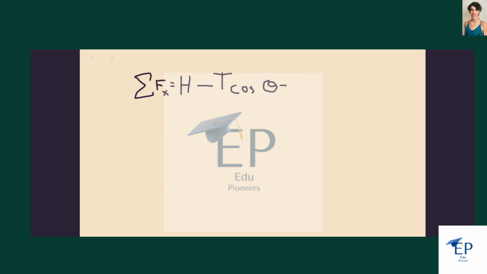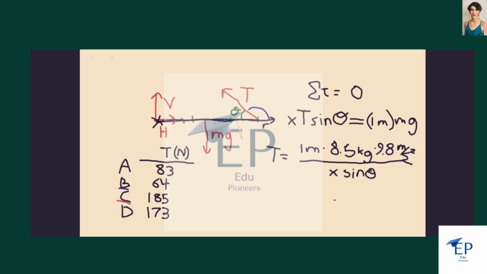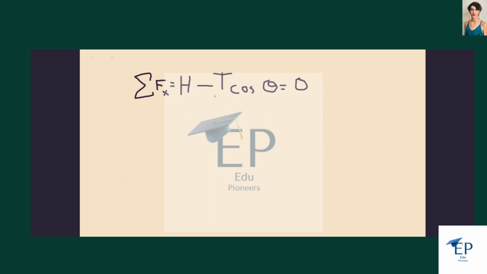And that's equal to 0. And so we've already got our values for tension from our table previously. We're given the angles, so we can just plug in our numbers again. We have H equals T cosine theta.